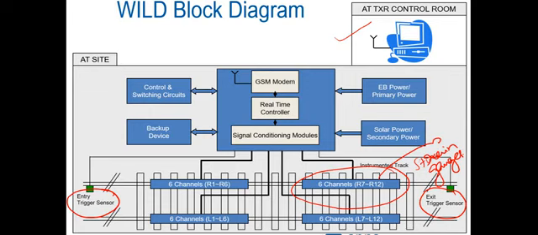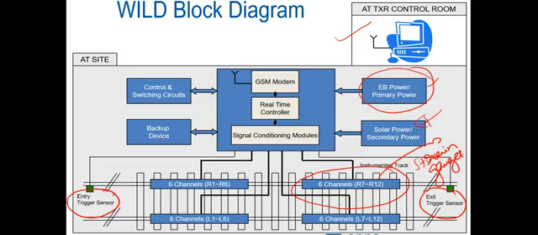So these strain gauges, what they do, they catch this data and send it to the signal conditioning modules. From here it goes to the real-time controller, and then it goes to the GSM module. Here we have a backup device for storing the data. This is the electricity board power or the primary power. This is the solar power or secondary power, which I was talking about. It doesn't consume much power, so it can be run on solar power also.